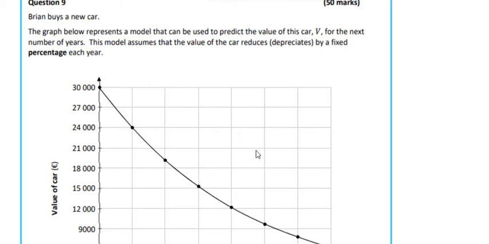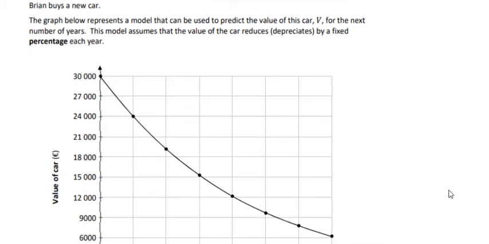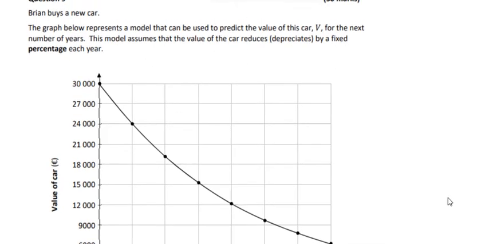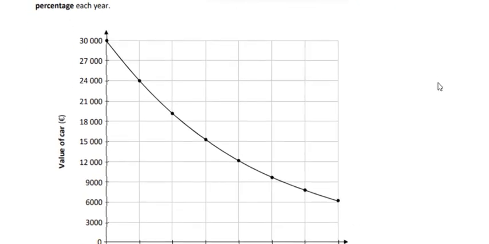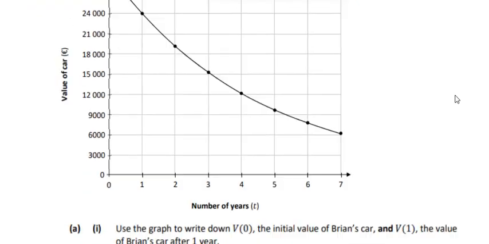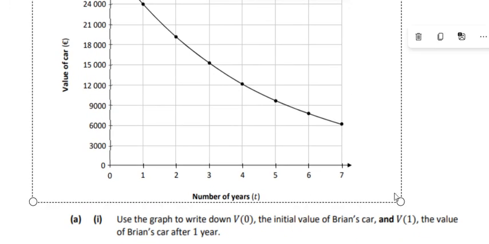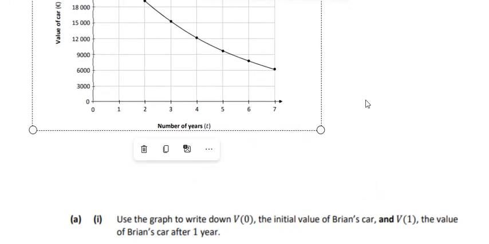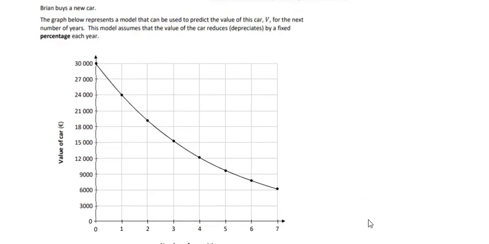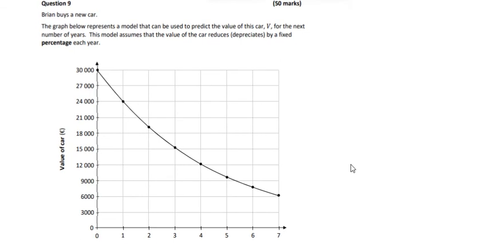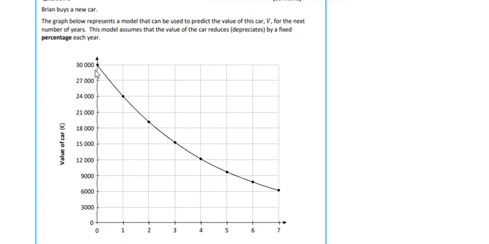Hi folks, so this is question 9. So Brian buys a car, and then the value of the car depreciates. Depreciates means the value goes down. So you should know that when you buy a car, the price of it will go down a little bit every year, the older it gets, because older cars aren't worth much.